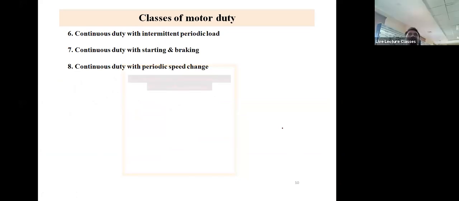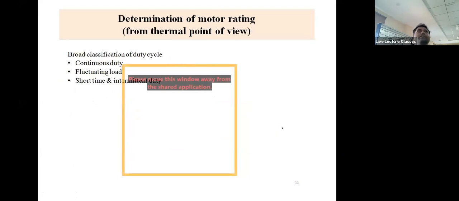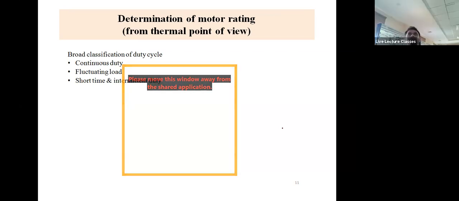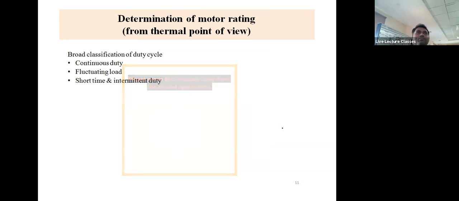So classes of motor duty, continuous duty with intermittent periodic load and all these things. Then determination of motor rating from thermal point of view. Why is it important from the thermal point of view? Because after all, you need to keep the temperature of the motor at a safe limit, right? You cannot allow the motor to be heated just like flames. So you need to keep the temperature as low as possible.